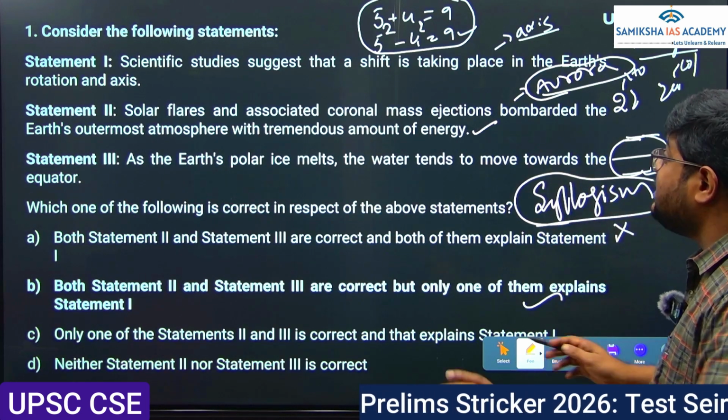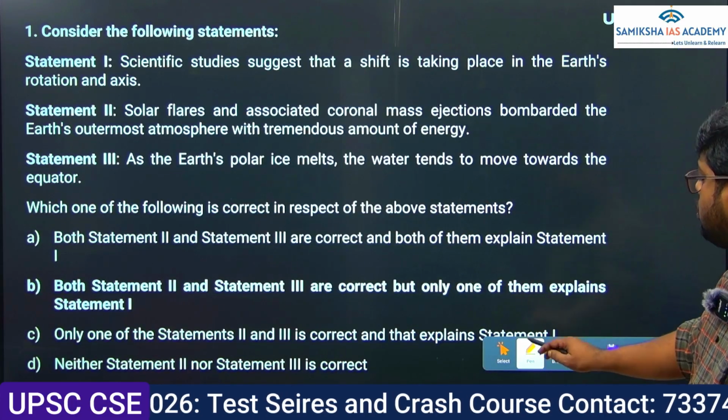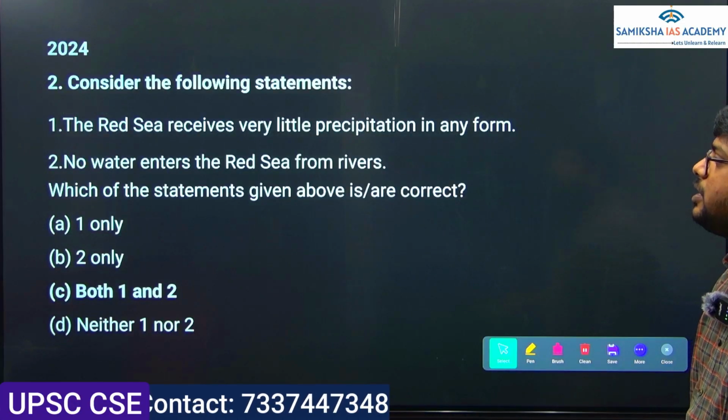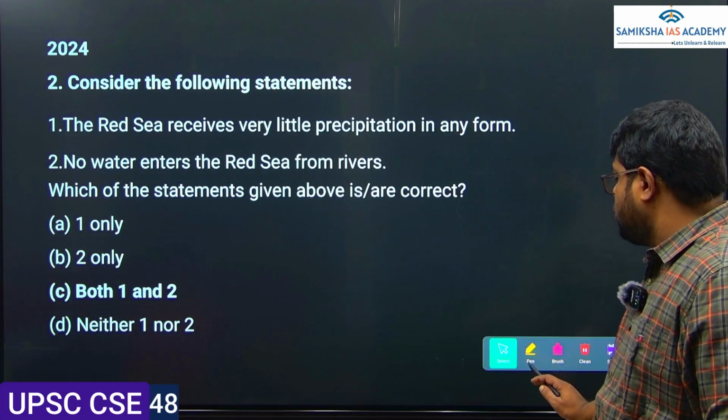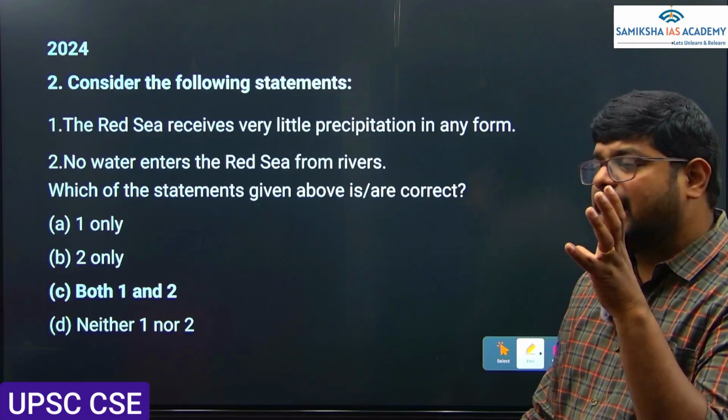Let us understand the second question. This is one of the typical questions of civil services. Let us analyze the second question. If we go for the next question, see, this is a direct question, but it requires a little analysis, right?